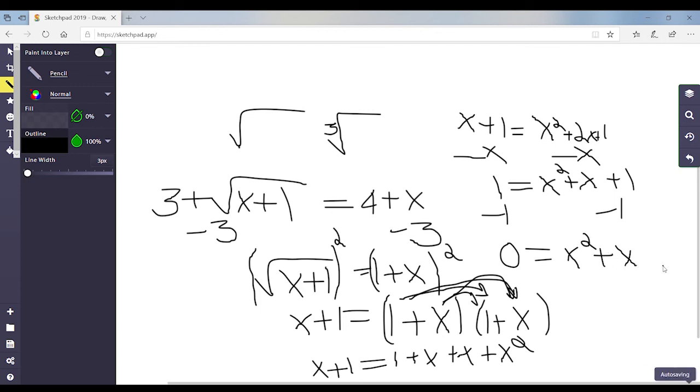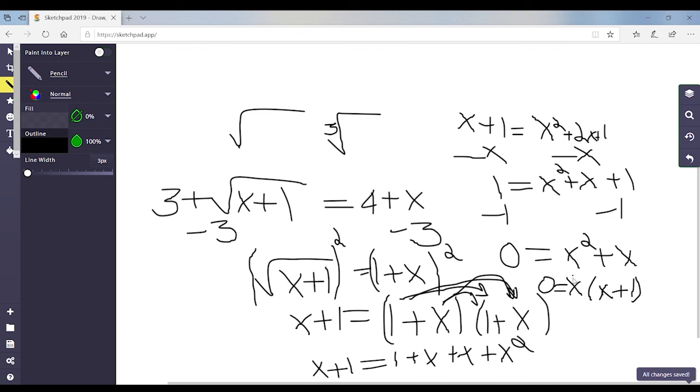And now it's pretty clear what the answer is, right? We can even just rewrite it and pull out an x. So x times x plus 1 equals 0.